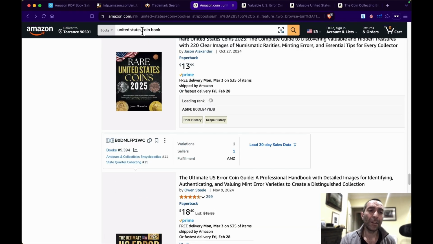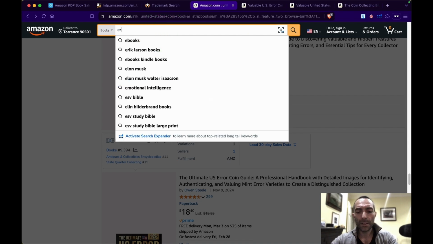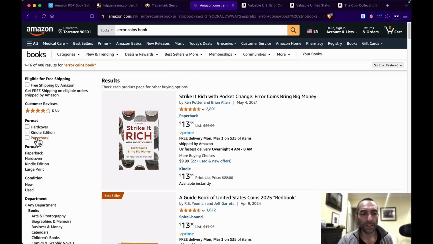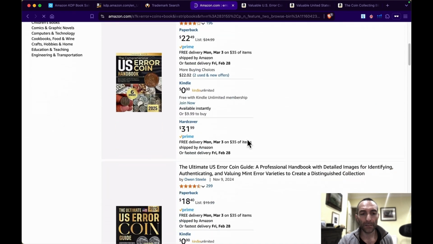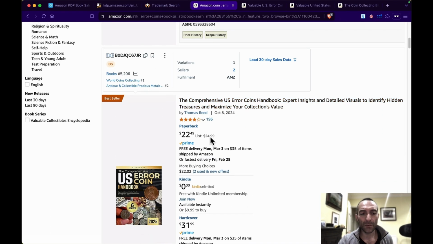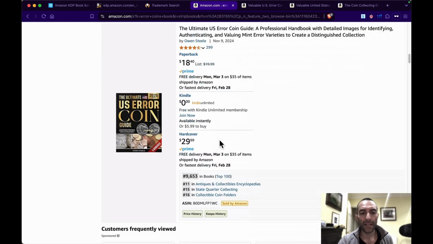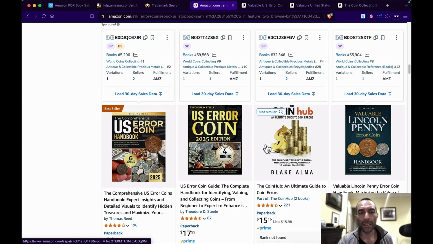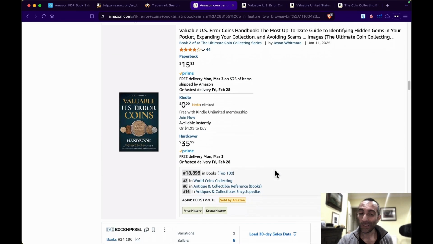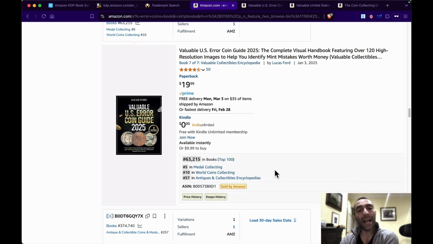So instead of United States coins, if I put here error coins book, let's say, now this will give me a different result from my perspective. US error coins, look at the BSR immediately. 5,000, this one, and it hasn't got great reviews as well. 9,000. So all these are very similar, but 59,000, 32,000, 55,000. So if it was me, I probably wouldn't get into that keyword.